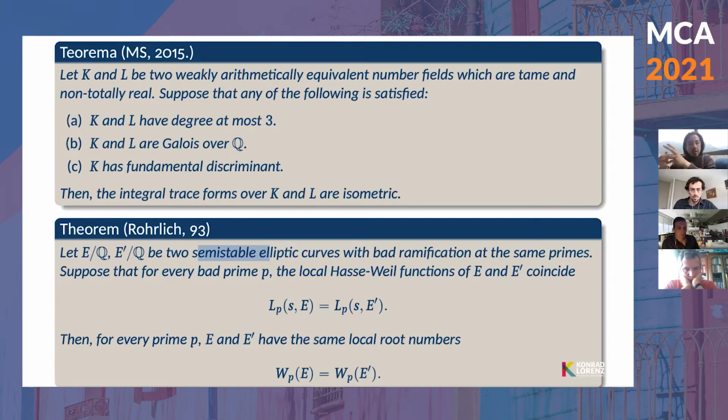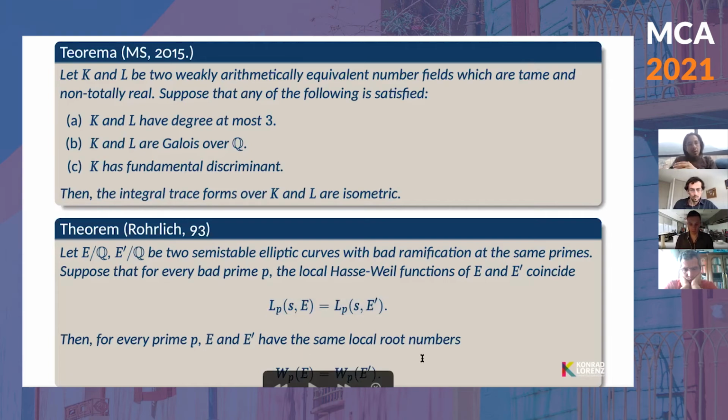So semi-stable will translate to number fields. One possible way to say it is that number fields have a square-free discriminant, and you can generalize that square-free discriminant a little bit to call it fundamental. That's why I have this generalization, fundamental, here. Then I have to put here tame to make things easier. Now, I'm asking that they have bad ramification at the same primes and the local factors coincide. That's why I made the definition of being weakly arithmetically equivalent. And what is the consequence? Here, the consequence is that the local root numbers are the same.